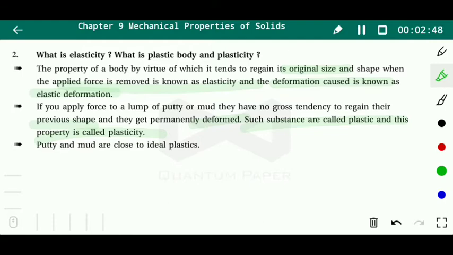So here we clearly understand the difference between elasticity and plasticity. Those substances that are permanently deformed are called plastic. Another kind of substance regains its original shape when the applied force is removed, and that is called elastic. Putty and mud are close to ideal plastics.